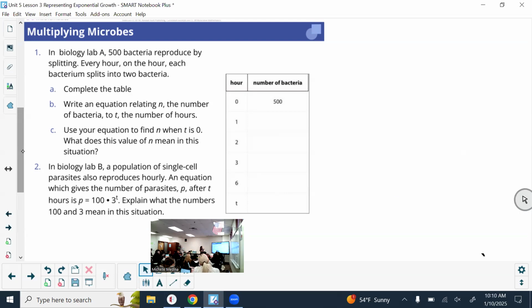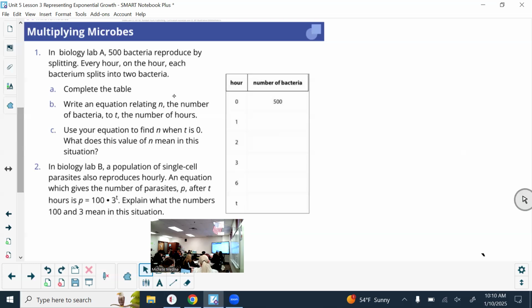So in biology lab A, 500 bacteria reproduce by splitting. Every hour on the hour, each bacterium splits into 2 bacteria. We're going to complete the table. We're going to write an equation relating N, the number of bacteria, to T, the number of hours. And we're going to use our equation to find N when T is 0 and what the value of N means in this situation. So I want you to try that right now.